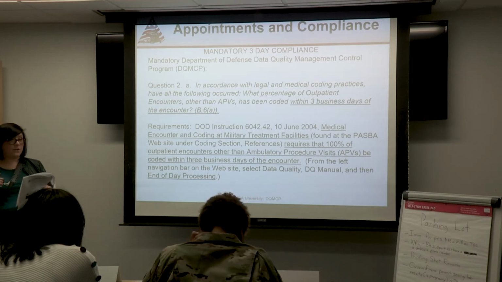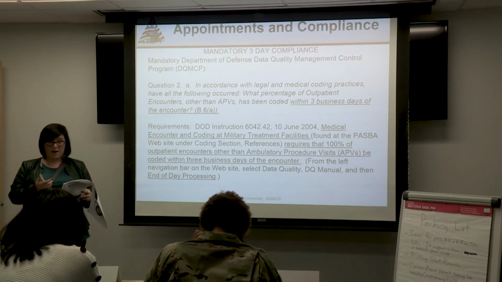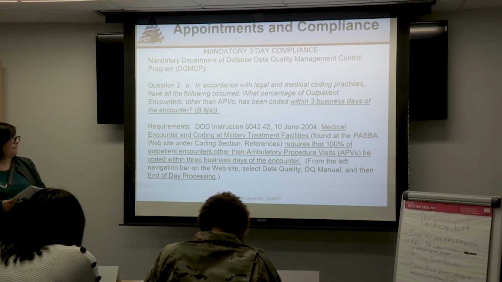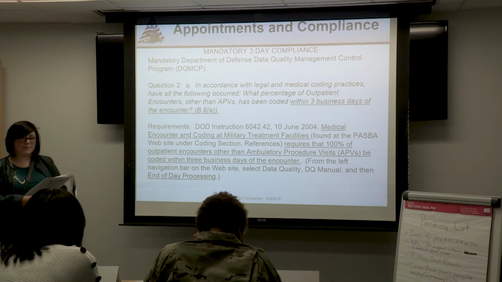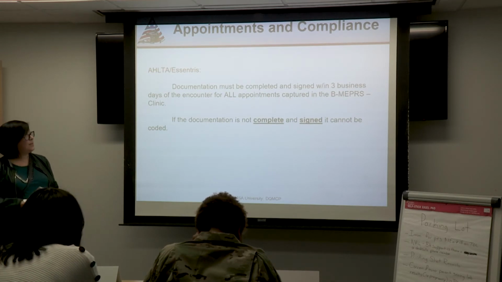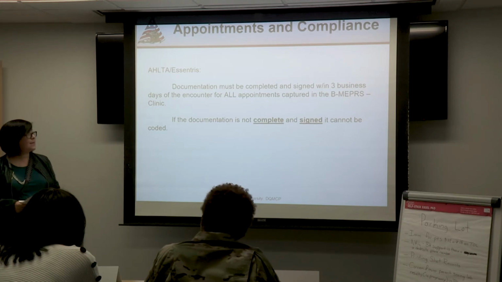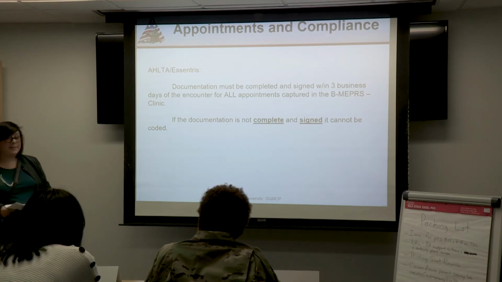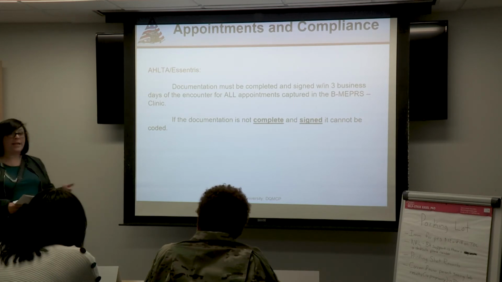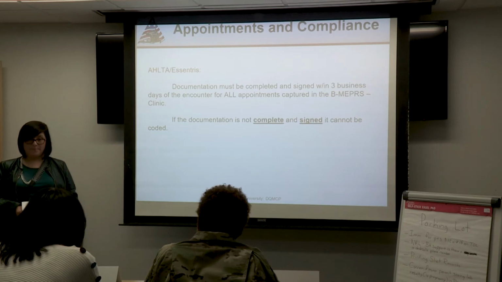So our APVs are those B members clinics that end in 5. Anything else is our outpatient clinics. That's a trick question that we have to answer sometimes. Okay? So documentation must be completed and signed within 3 business days of the encounter for all appointments captured in our B members clinics, minus the APVs, right? If the documentation is not completed and not signed, it cannot be coded and we're not in compliance, right?